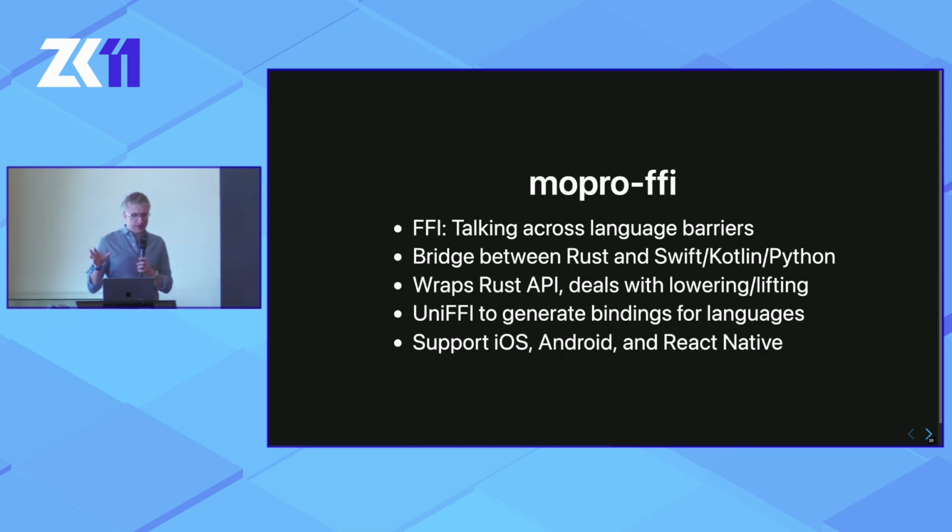Then basically we have this Mopro FFI library, and FFI is just foreign function interface, so that's how you talk across language barriers. That's what allows you to bridge between Rust and Swift and Kotlin and so on. And it's wrapping this Rust API and dealing with what's called lowering and lifting. So if you have a big num in Rust, it's not the same in Swift, so you need to take care of that. And it's using UniFFI to generate bindings for these different languages.